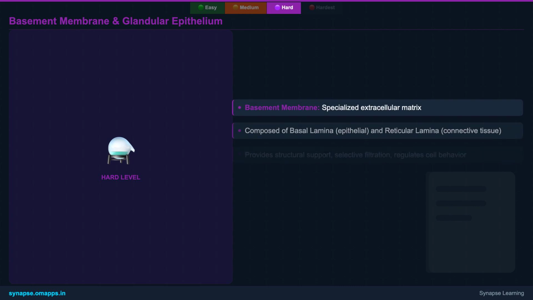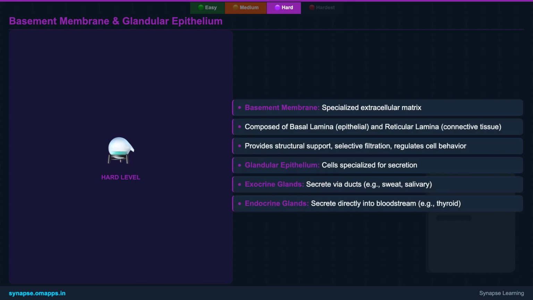Underneath every epithelial layer lies the basement membrane, a specialized extracellular matrix. It's composed of two main layers, the basal lamina, secreted by the epithelial cells themselves, and the reticular lamina, contributed by the underlying connective tissue.